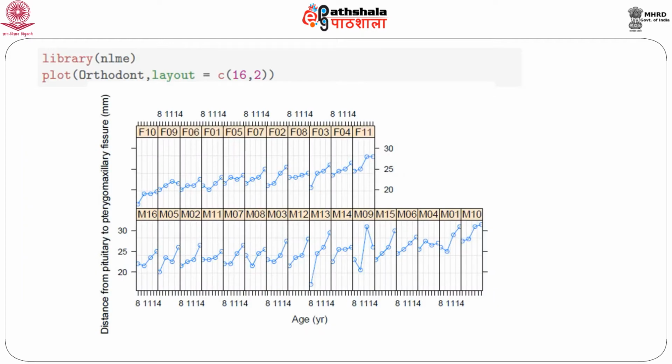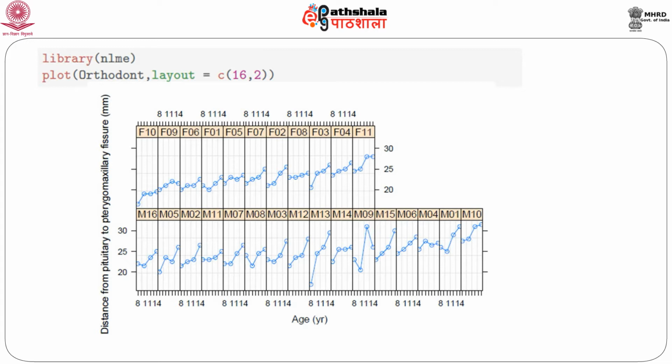The simplest thing that we can do is call library(nlme), and then we can plot the orthodont data. And this time what I have done is I have given a layout equal to c(16,2). So, what this particular command does is it produces the graph in a layout of 16 by 2, but since we have 27 children, there were 16 males, so all the males are in one group and all the females are in one group.